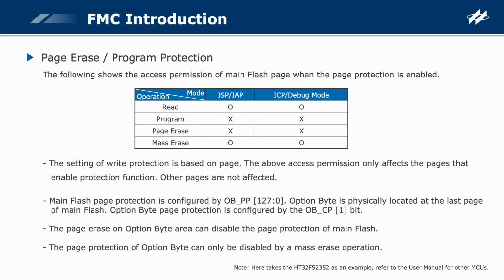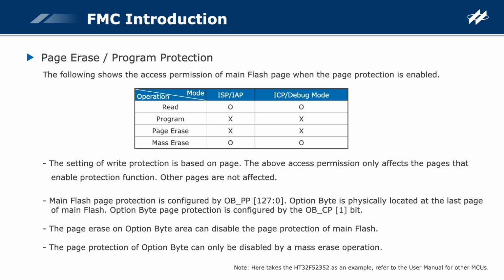Note that the setting of page protection is based on page. The above access permission only affects the pages that enable the protection function. Other pages are not affected. The main flash page protection is configured by the OBPP registers of the option byte. The page ranges from page 0 to page 254. The last page of main flash is page 255, which corresponds to the option byte. The option byte page protection is configured by the OBCP 1-bit.